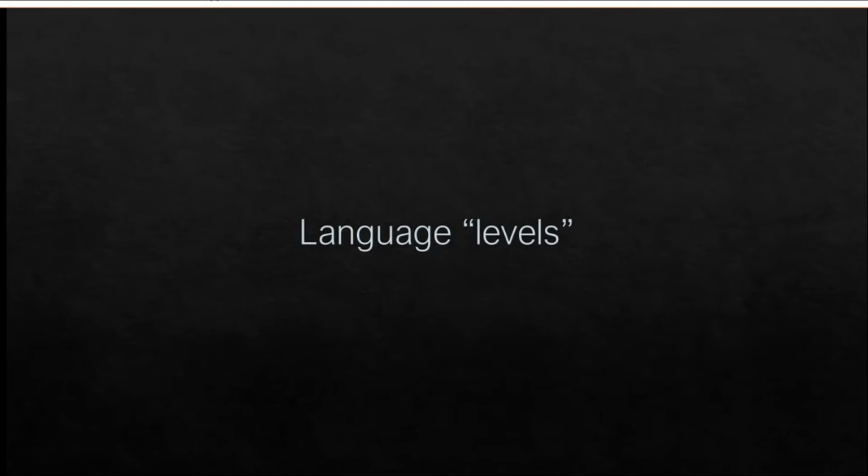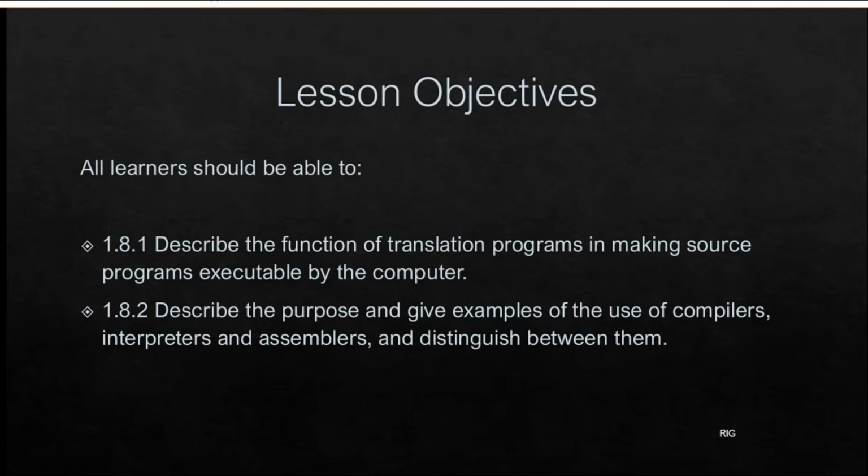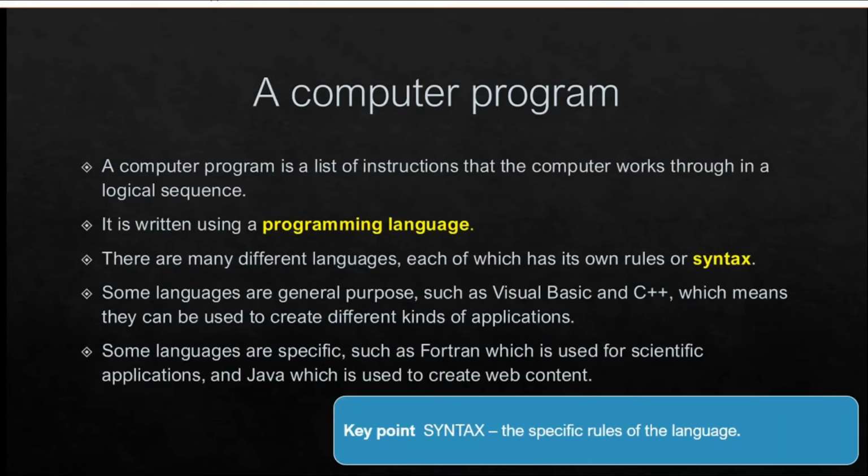But before we do that, we want to consider computer languages. So we're going to start off with the idea that, as it says here, all computer programs are just a list of instructions that the computer works through in some kind of sequence, and the sequence is controlled by the code statements. We write them in a specific language, and each language has its own syntax rules, and I'm sure you're super familiar with this.